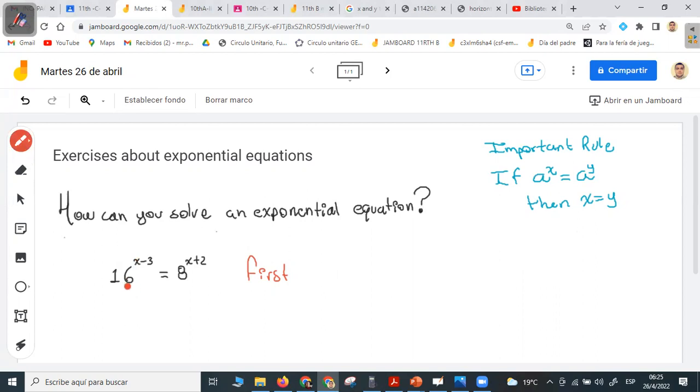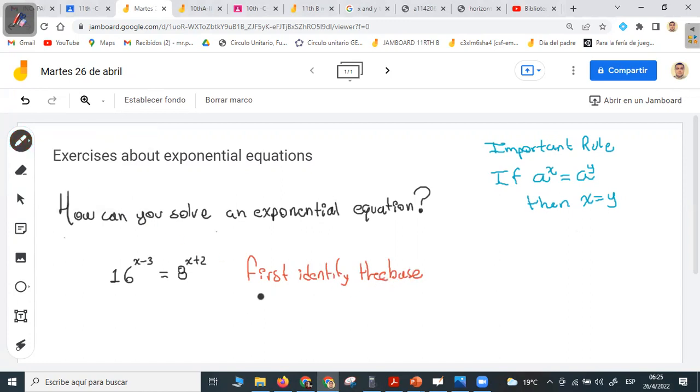The question is, do 16 to the power of x minus 3, and 8 to the power of x plus 2 have the same base? Well, that's the first thing we're going to do. It's to identify if they have the same base. Essentially it is this, identify the base. So what does identify the base mean?